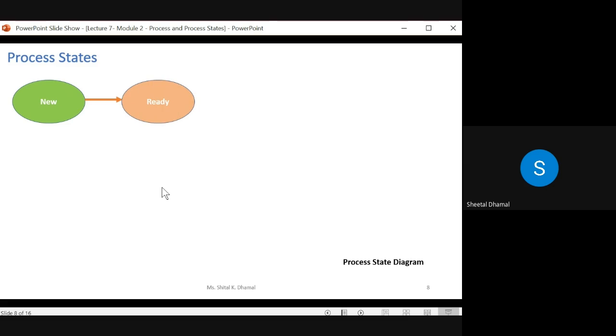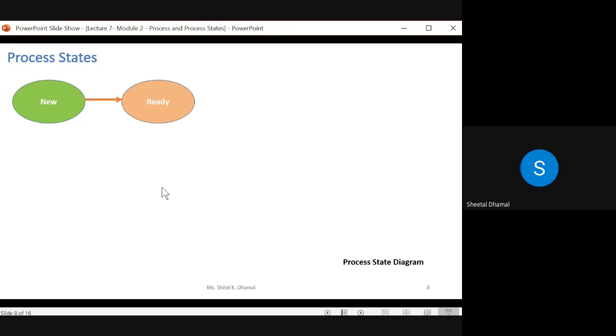Okay. After that, your program is already ready and it is saved onto the hard disk. But now when you want to execute that program, when you compile it and after that run it, at that time your program is converted into a process, because a program under execution is called a process, and the program is executed in the primary memory. So when the process or program resides in the secondary memory, it represents the new state.